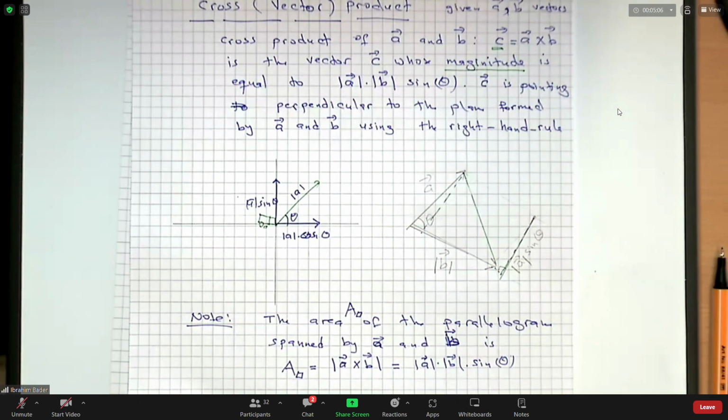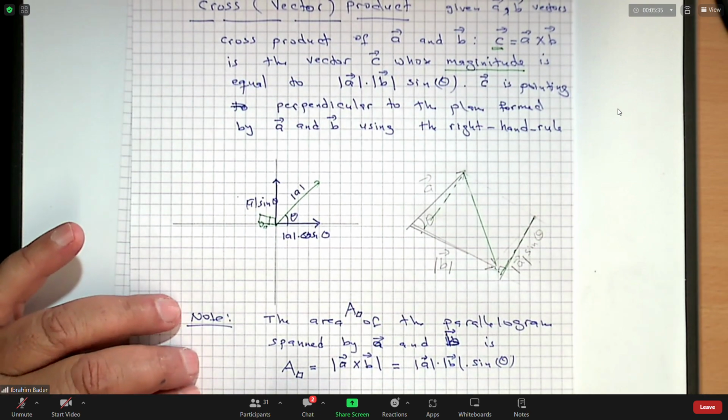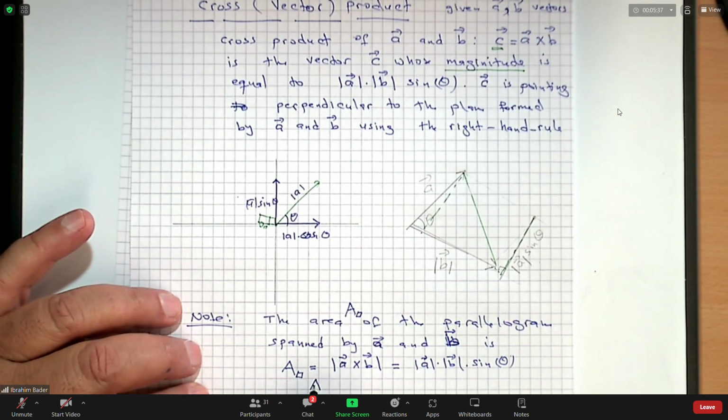So the area of this parallelogram is nothing else than the magnitude of the cross product. If you are given two vectors and you want to evaluate the area of the parallelogram, you evaluate the cross product, then you just calculate its magnitude. Now, the area of the triangle is equal to 1/2 of the area of the parallelogram.